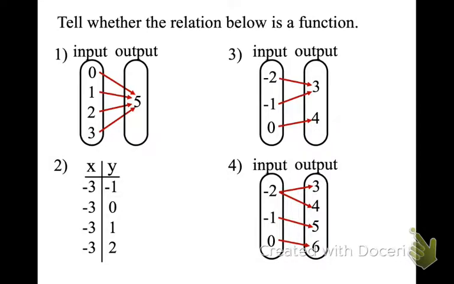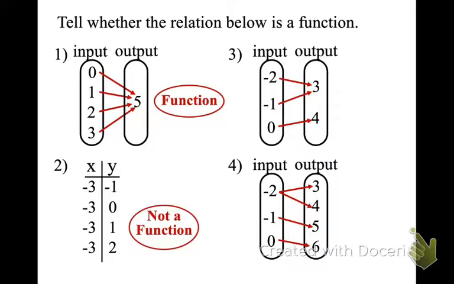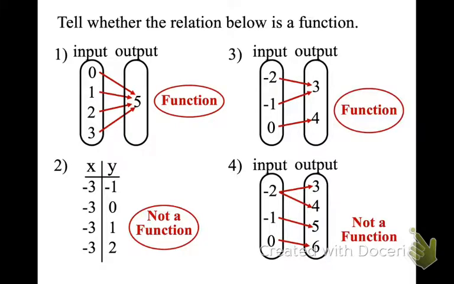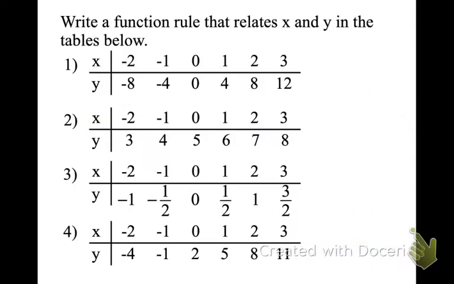Now let's check our work. Number 1 is a function. Number 2 is not a function because -3 repeats. Number 3 is a function because there are no repeated x values. And number 4 is not a function because there are repeated x's. -2 is repeated. This means (-2, 3) and (-2, 4).